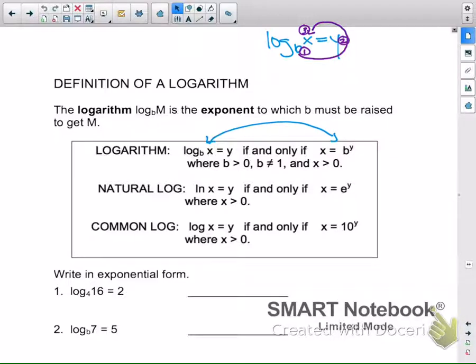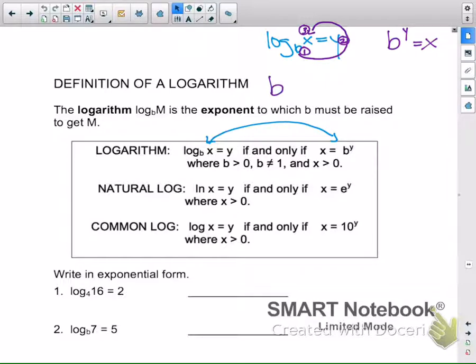So if you're taking a log, that means the first thing, b, is the base of the exponential. The second thing, y, is the exponent of the exponential. The third thing, x, is the answer to it. So you just loop around in order and use it to rewrite. It works the same way going backwards.